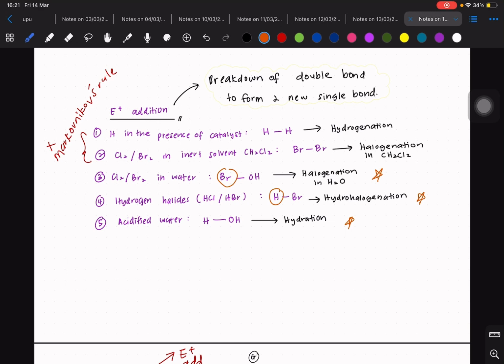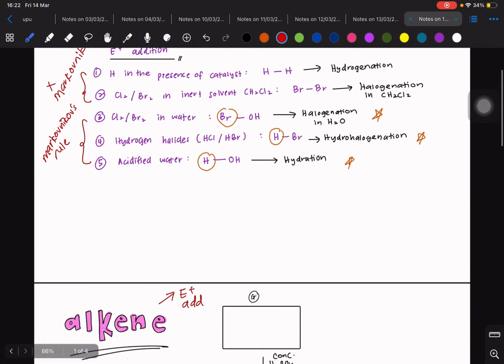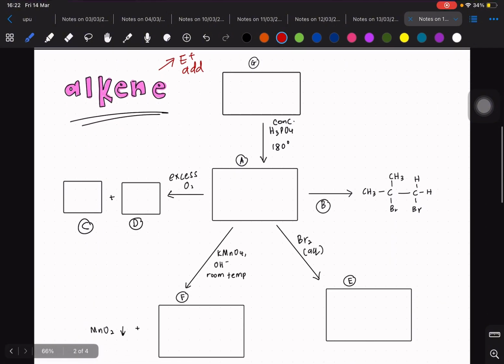Lastly, we have alkene reacting with acidified water, so H and also OH will be added. H will be added to the carbon that has the greater number of hydrogens. So this requires the Markovnikov rule if the alkene given to us is unsymmetrical. If the alkene given to us is symmetrical, we don't need to follow the Markovnikov rule. So moving on to the questions.